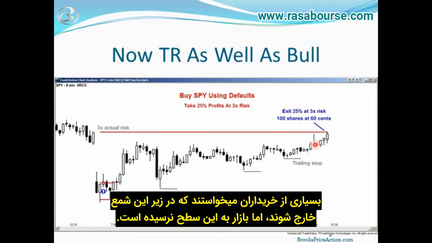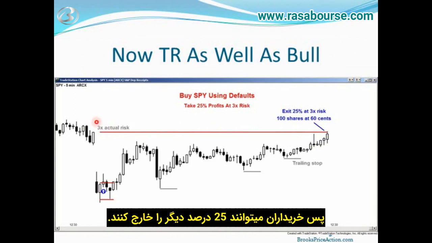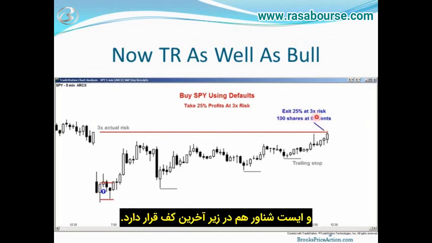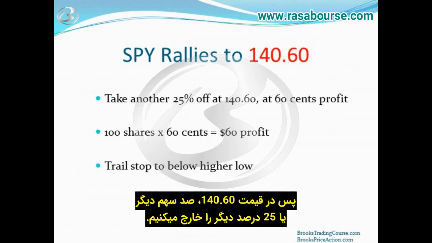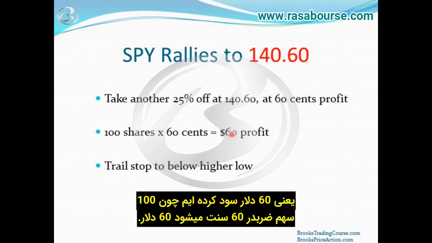A lot of bulls would have gotten out below this bar, but the market did not get there, so that's a sign of strength. The market went a tick or so above 3 times the actual risk, so bulls can take off another 25% of their position, 100 shares, at 60 cents profit, and then trail stops below the most recent higher low. So you take another 25% or 100 shares off at 140.60 for 60 cents profit, which is $60. 60 cents times 100 shares, 6,000 pennies, that's $60 profit.